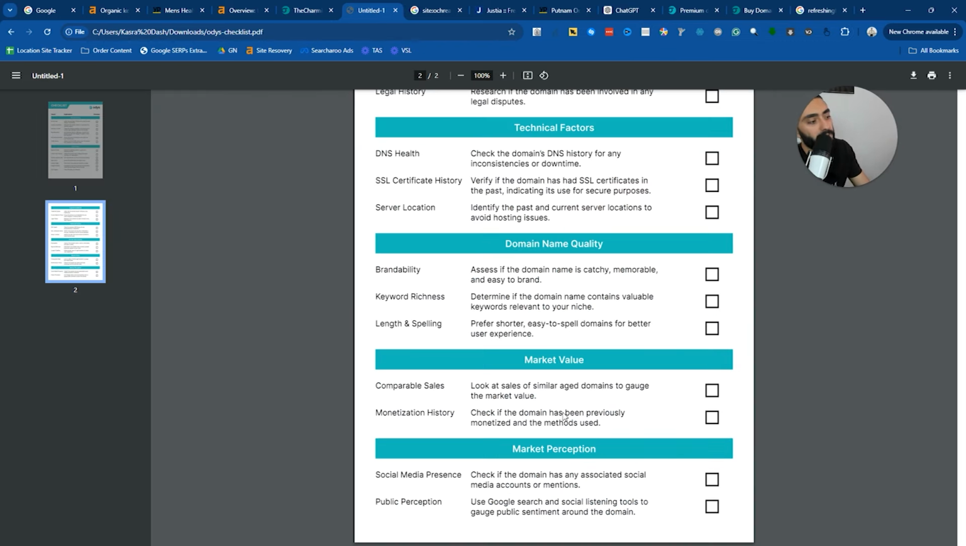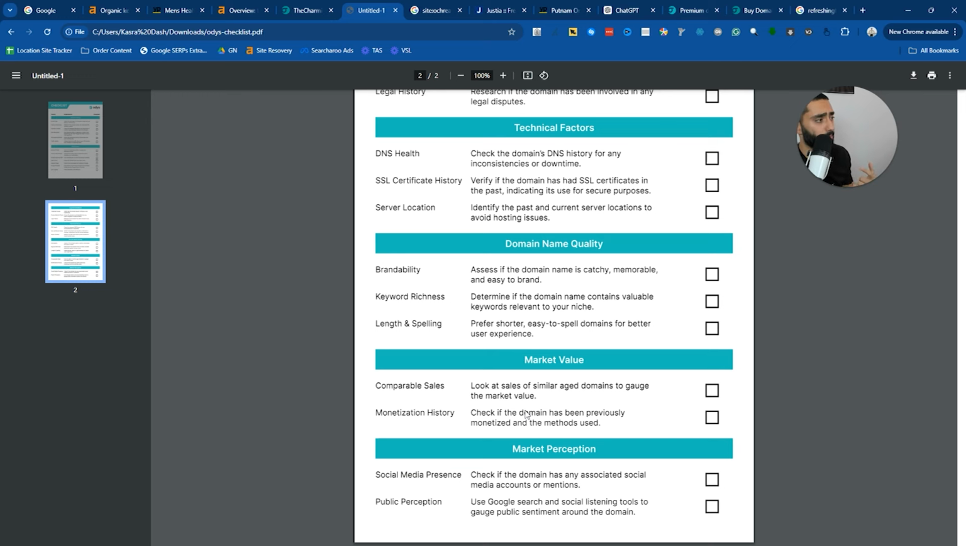Monetization history, so check if the domain has been previously monetized and the methods used. So again, if, say for example, a domain that you're looking at potentially acquiring was spammed, that's obviously a massive red flag. If it was just a blog, that's okay. If it was an e-commerce store and it went bust and now ODYS have acquired it, again, that's fine.